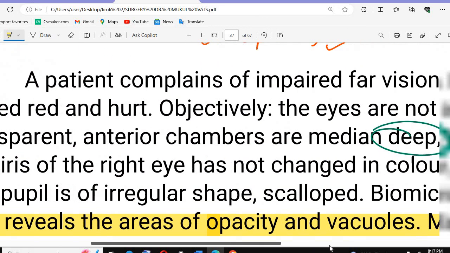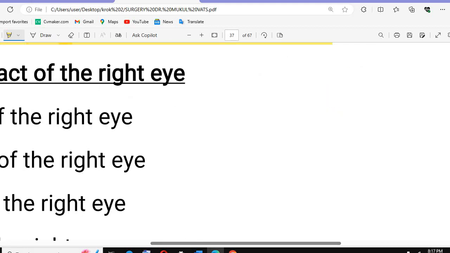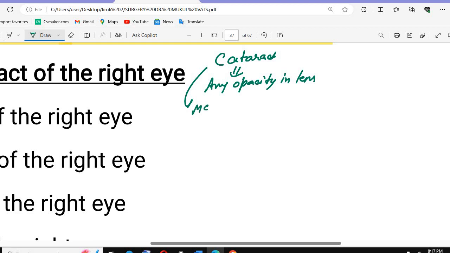If any opacity is seen in the lens, we call this condition cataract. Remember, cataract is the most common cause of gradual, painless loss of vision.